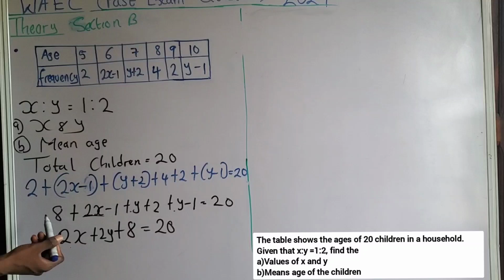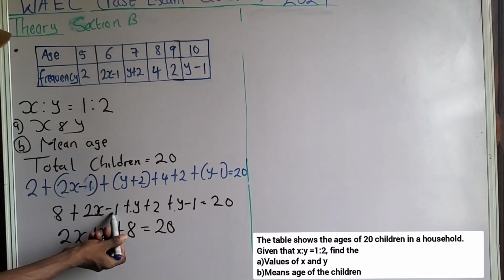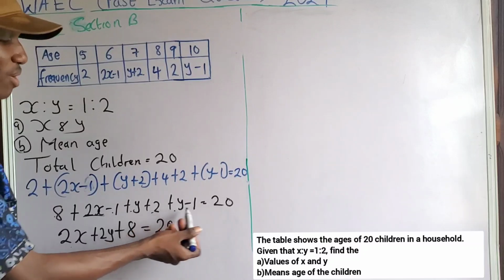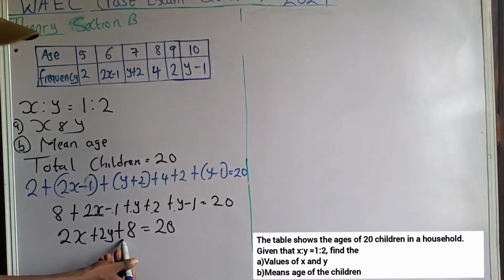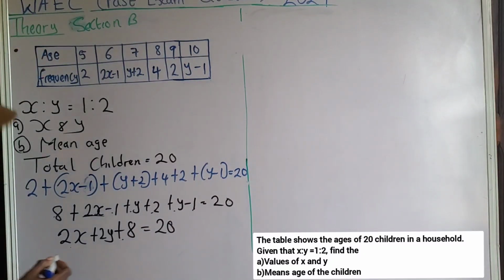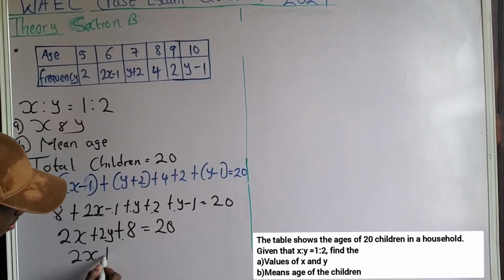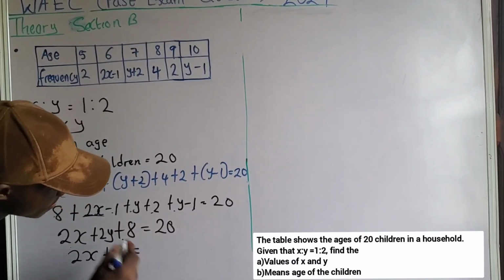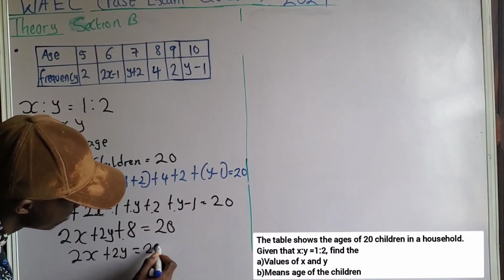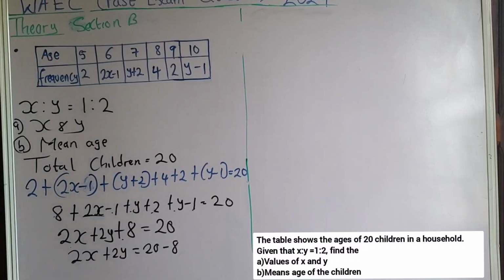Now, I still have 8 here. 8 minus 1, 7. 7 plus 2, 9. 9 minus 1, 8. That's why I got this positive 8 equals 20. Now, we are not done. For this, I'm going to have 2x plus 2y equals to what? 20 minus 8.